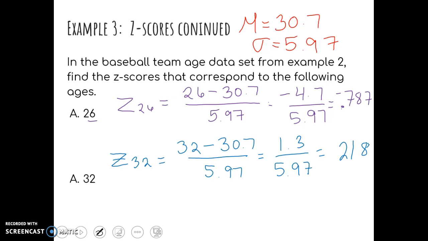Which we would round to 0.218. So what you'll notice is the z-score for 32, and my decimal keeps disappearing. 0.218 is the z-score for 32. Negative 0.787 is the z-score for 26, which means this is below the mean, which makes sense because it's less than the mean of 30.7, and this is greater.